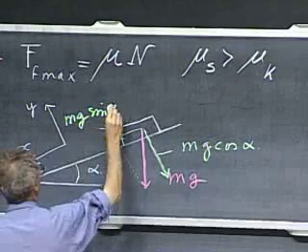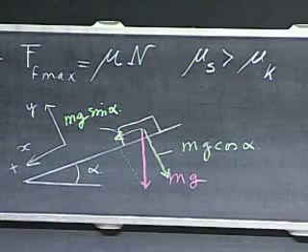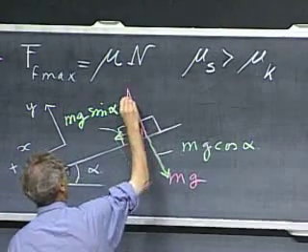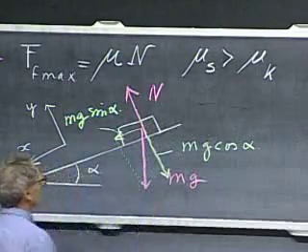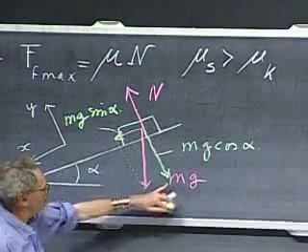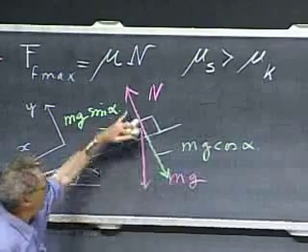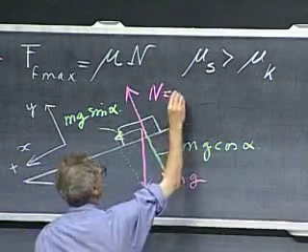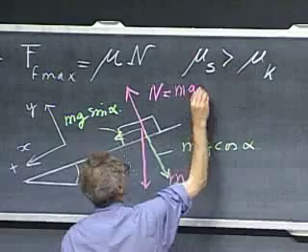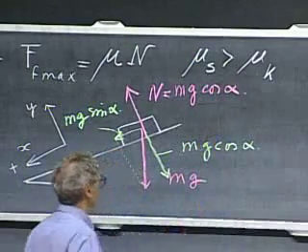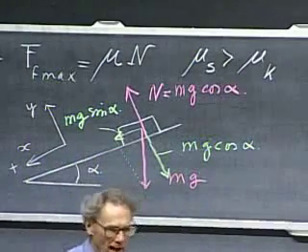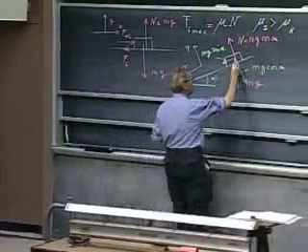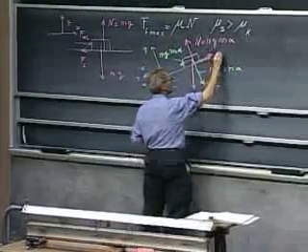There is no acceleration in the y direction, so I can be sure that the surface pushes back with a normal force n, and that normal force n must be exactly mg cosine alpha, because those are the only two forces in the y direction, and there is no acceleration in the y direction. Now this object wants to slide downhill. Friction prevents it from doing so. So there's going to be a frictional force in this direction.